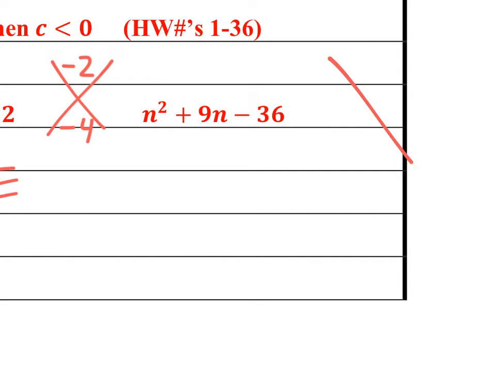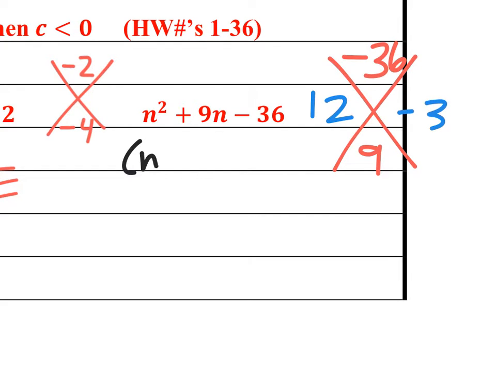Next, negative 36 is what we're multiplying to. 9 is what we're adding to. What is it? 12, negative 3. Let's write that as n plus 12 n minus 3.